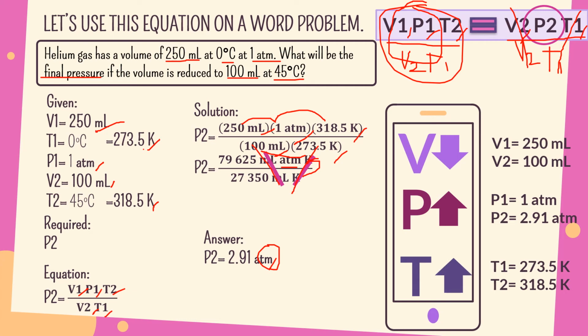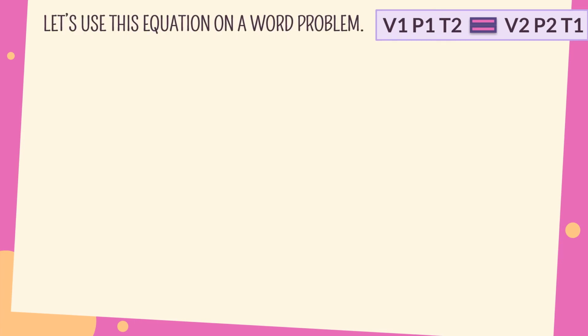So volume is inversely proportional to pressure. So if volume decreases, pressure increases. As for the temperature, as the temperature increases, the pressure also increases. Now let's have another example of a word problem.